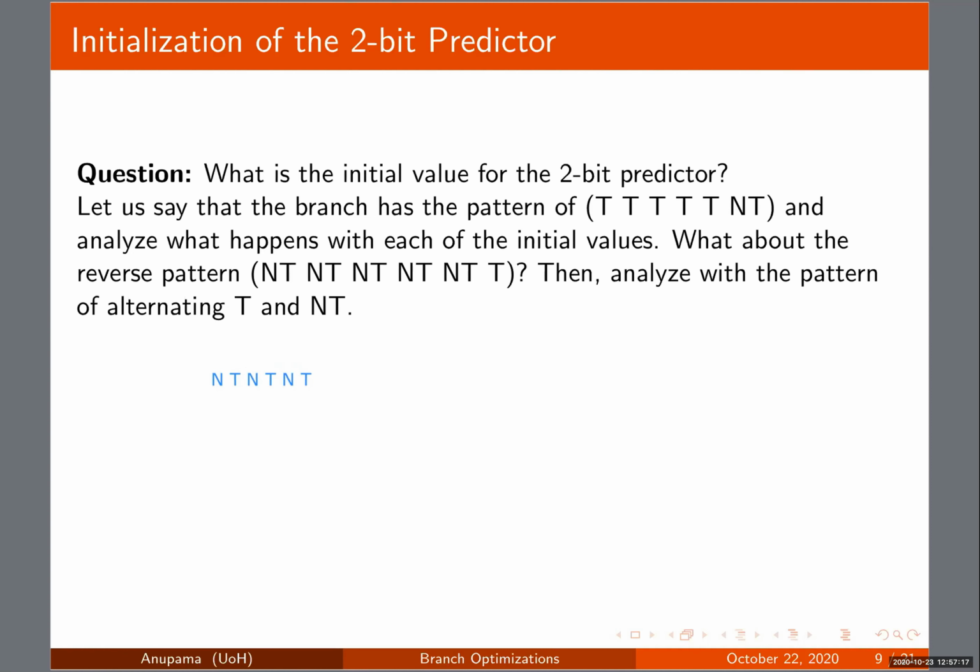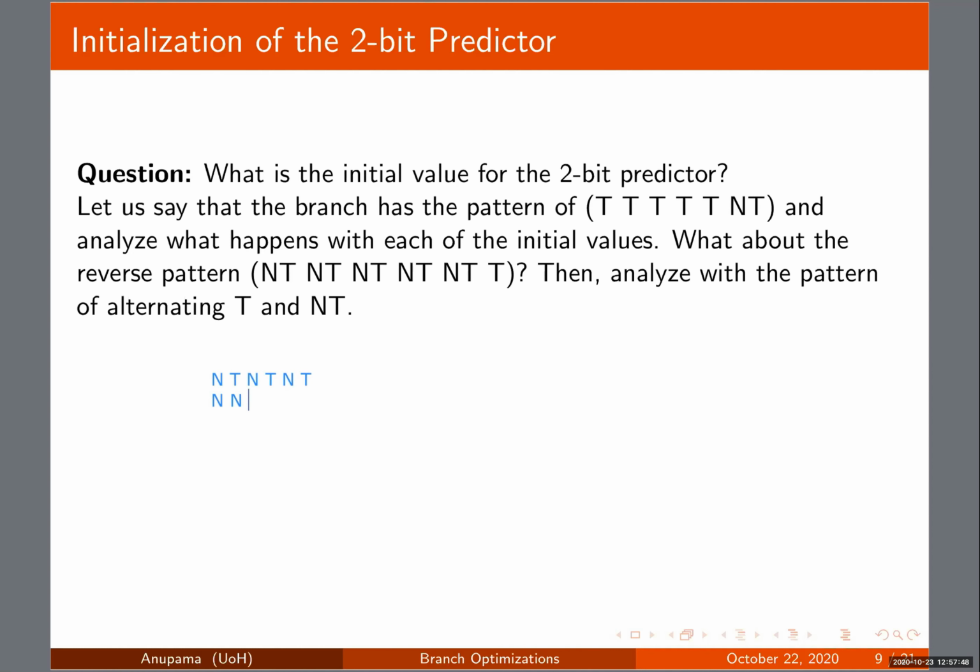Okay. Now if we start with 0, 0, our prediction is basically N, right? Yes. So since we are correct, we don't change the state. Agreed? Yes. So the next prediction will be N from our side. Yes, but it is taken.